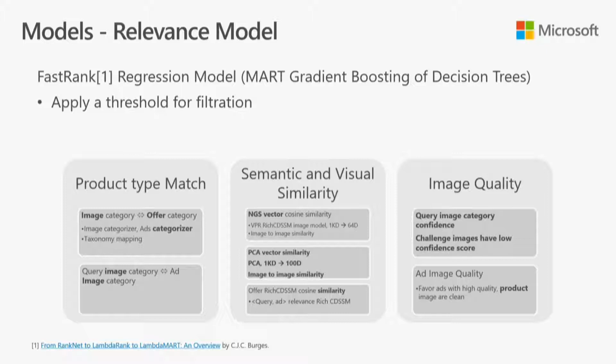Another model we use is a relevance model. After the ad retrieval, there are many visually similar ads returned, so not all of them are good enough. So we need a relevance model to filter out the bad ones. This model is a rank regression model, a boosting decision tree. The most important features for us are product type match, semantic similarity, visual similarity, and image quality. With this relevance model, we improved our VPR performance very significantly.